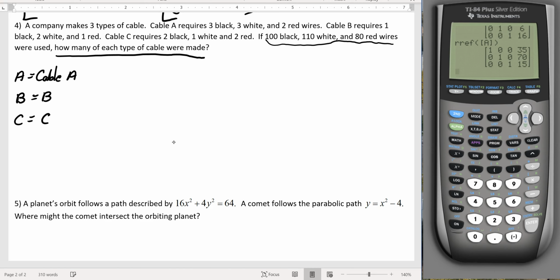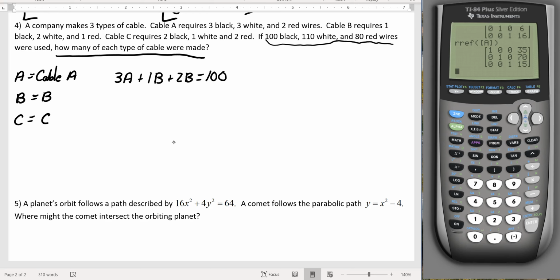So for cable A, that was 3 blacks. For cable B, that was 1 black. And for cable C, that was 2 blacks. And how many total blacks were used? 100 black. Excellent. So there's the first equation.